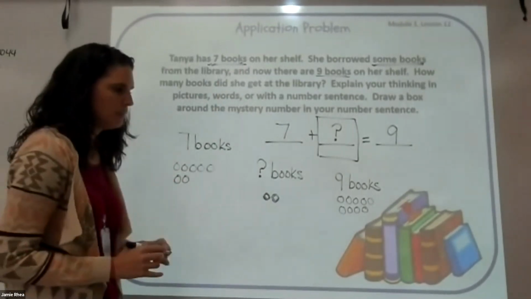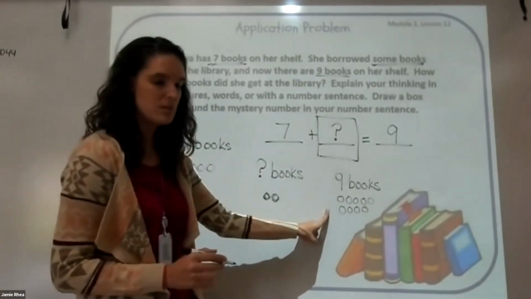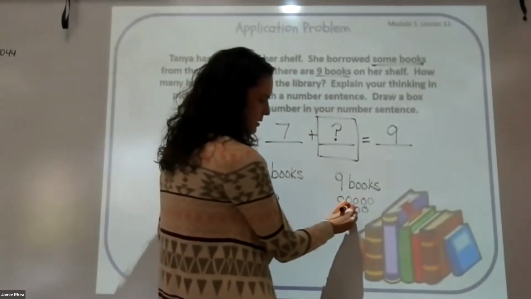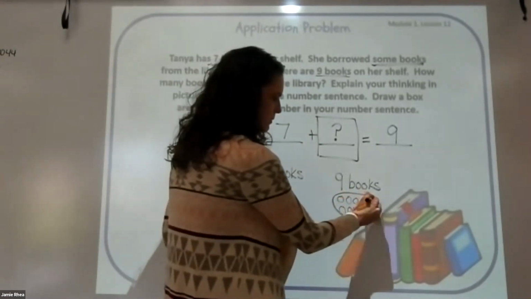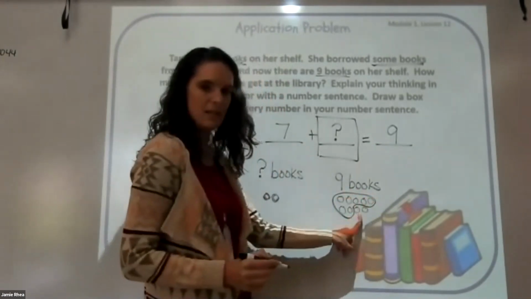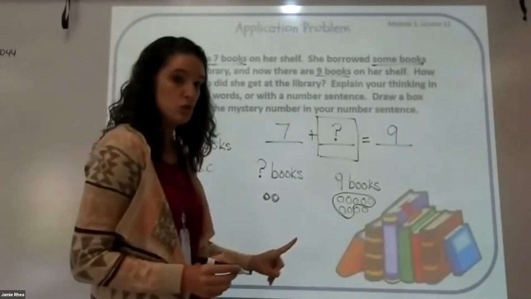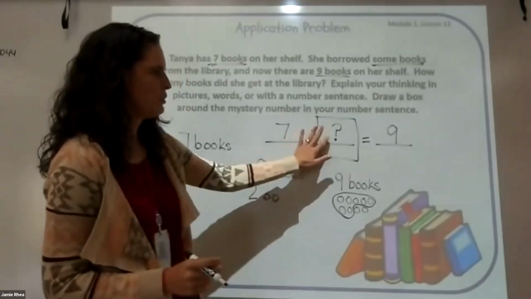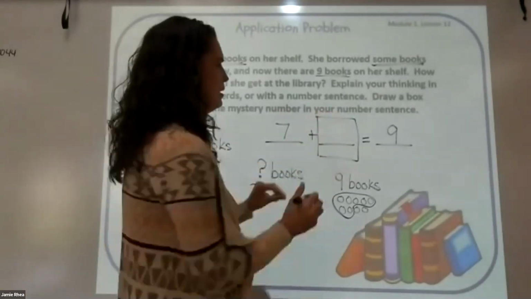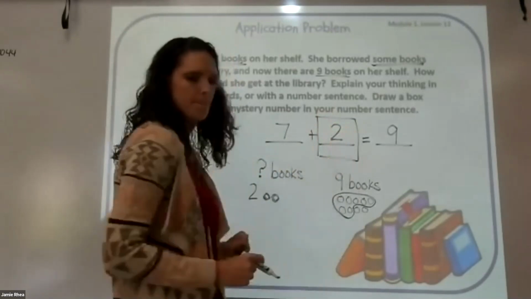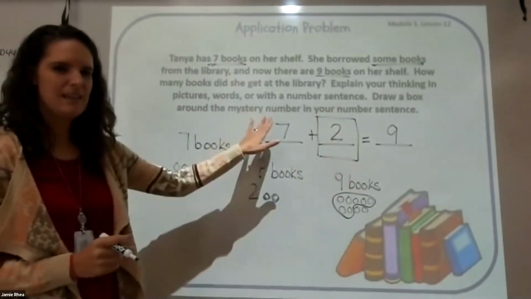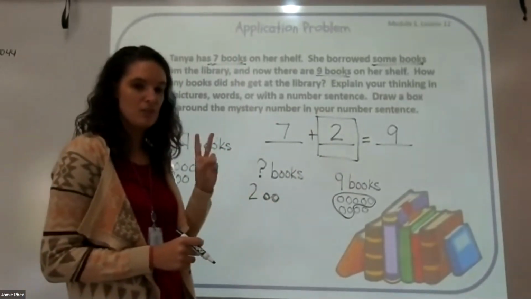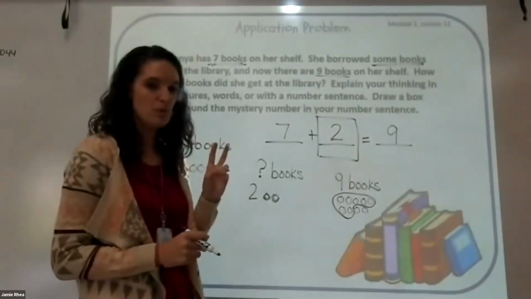Another way I could do it is I could look at my 9 books and I could circle 7. 5, 6, 7. So I could say, here's my 7. How many did I not circle? 2. So let's try and put 2 in our mystery box. And then let's count on 7, 8, 9. So you should have found that the mystery is 2 books.